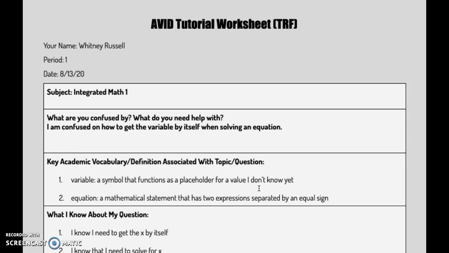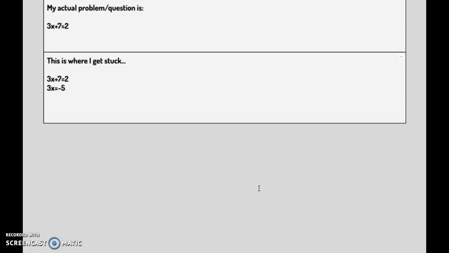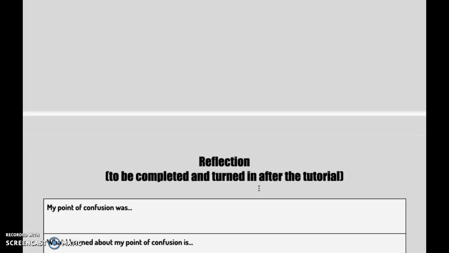Okay? So to review, before the tutorial begins, fill out this tutorial worksheet. Make sure you take a photo of it so that you can prove to your tutor that you have filled out the worksheet. If you printed it out, then you can just hold up the actual worksheet to the camera, okay? Number 3, when the tutorial is done, you need to remember to fill out the reflection. And number 4, you need to turn this in back on your weekly unit plan.